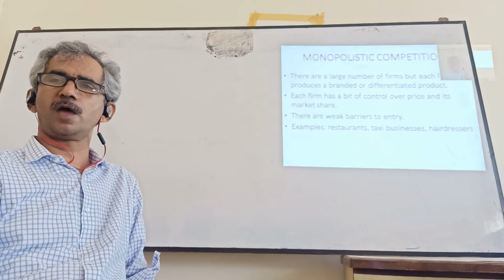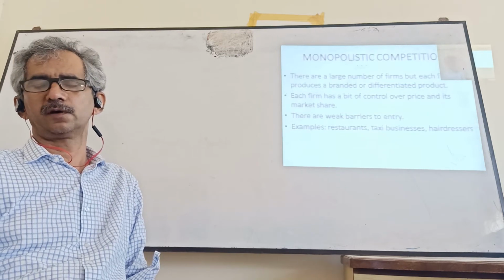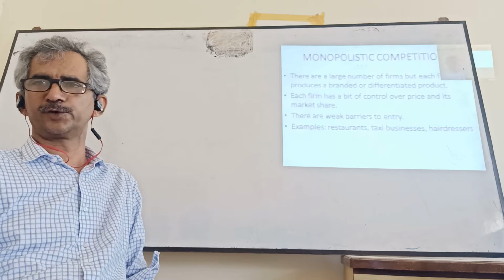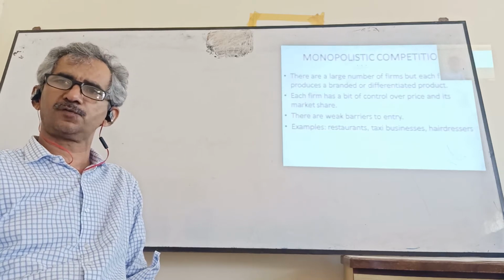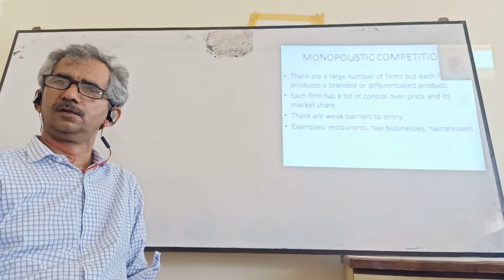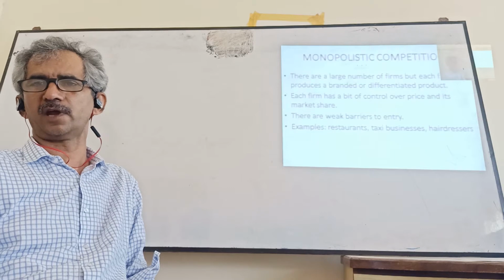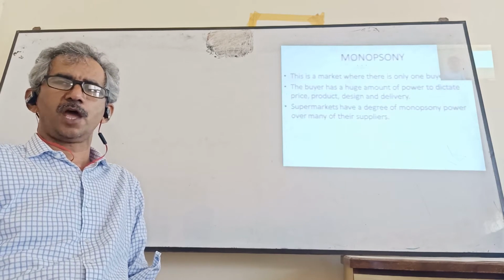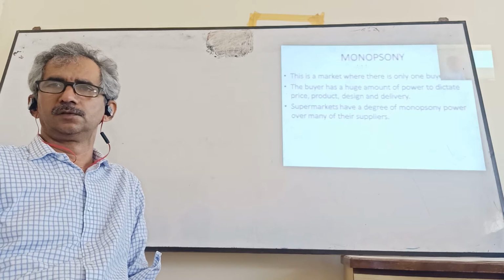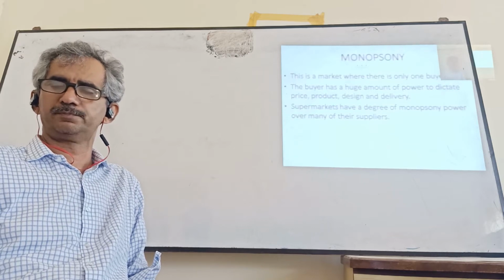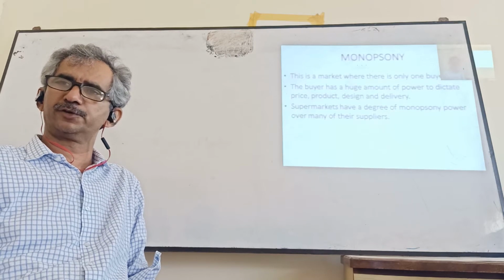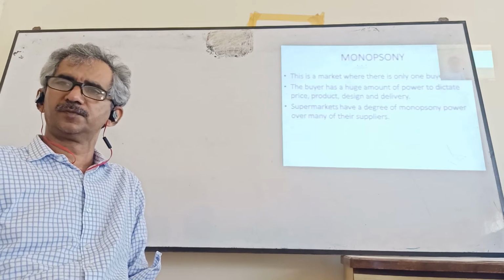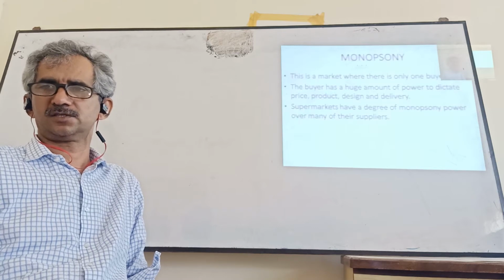Monopolistic competition is another type of market. It is not a monopoly or even pure competition. There are a large number of firms, but each firm produces a branded or differentiated product. Each firm has a bit of control over price and its market share. There are weak barriers to entry, with examples like restaurants, taxi businesses, and hairdressers. There is another type of market, the monopsony, where there is only one buyer present in the market. The buyer has a huge amount of power to dictate price, product design and delivery. Supermarkets have a degree of monopsony power over many of their suppliers.